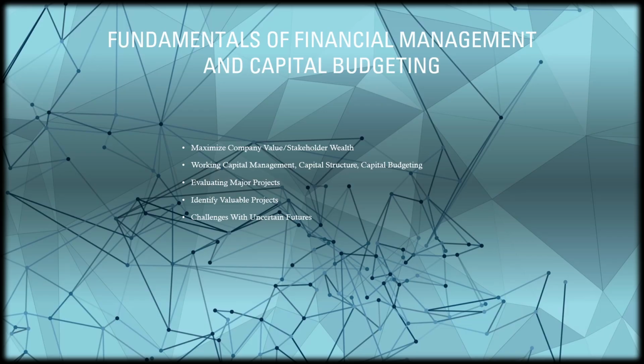To get us started, we're going to go through the key fundamentals of financial management and capital budgeting. These crucial pieces of the company aren't just about short-term profits. Their goal is to maximize company value and, in turn, stakeholder wealth. Financial management is comprised of three major functions: working capital management, capital structure, and capital budgeting. Today, we're going to focus on capital budgeting.